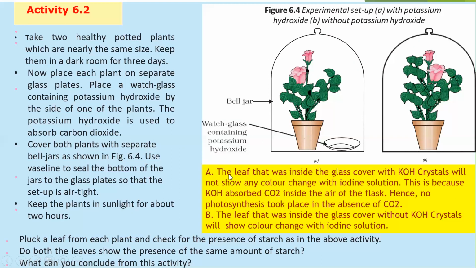From that, what we understood: the leaf that was inside the glass cover with the potassium hydroxide crystals will not show any color change with the iodine solution. This is because potassium hydroxide absorbed the carbon dioxide in the air of the flask. Hence, no photosynthesis took place in the absence of carbon dioxide. In B, the leaf that was inside the glass cover without KOH crystals will show color change with the iodine solution. The leaf turned blue-black, showing that starch is present in that leaf.